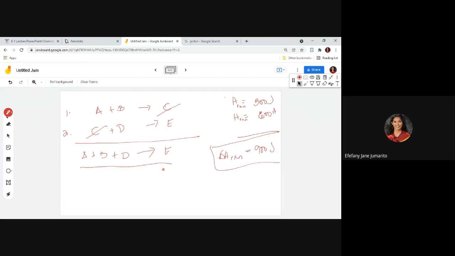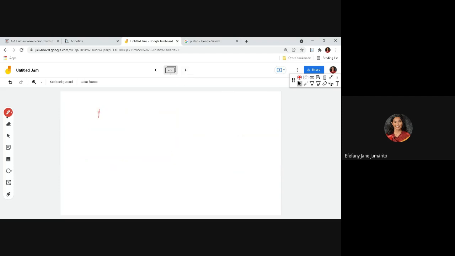Now, for example, if I have A plus B, which yields C, then the H reaction is equal to 300. Then what is the enthalpy for one half A plus one half B yielding one half C? Half of it, so we will divide this one. So the enthalpy is 150 joules.